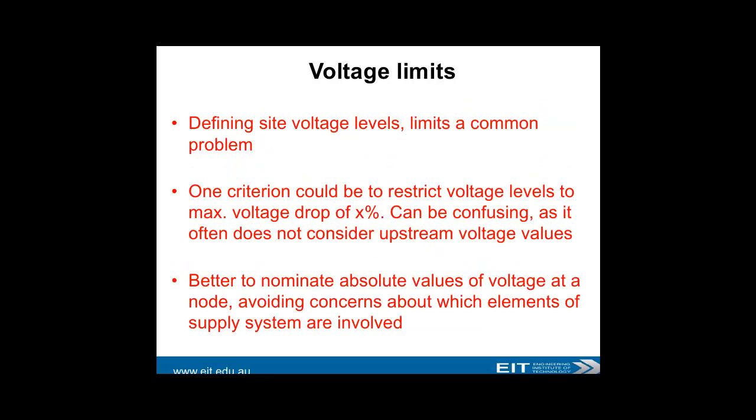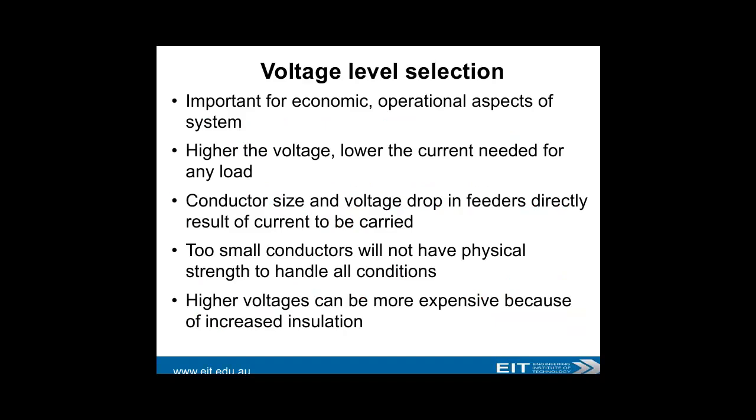Voltage limits is inevitably a problem. Western Australia, for example, you often have 250 volts. Now we're down to an average of 230 volts, but some remote sites are 250 volts. So again, very important to make sure that we keep the limits. One criteria is often to keep the voltage level drop to a percentage, but the best thing is to nominate absolute value of voltage at a node. So that's it. Define the voltage limit.